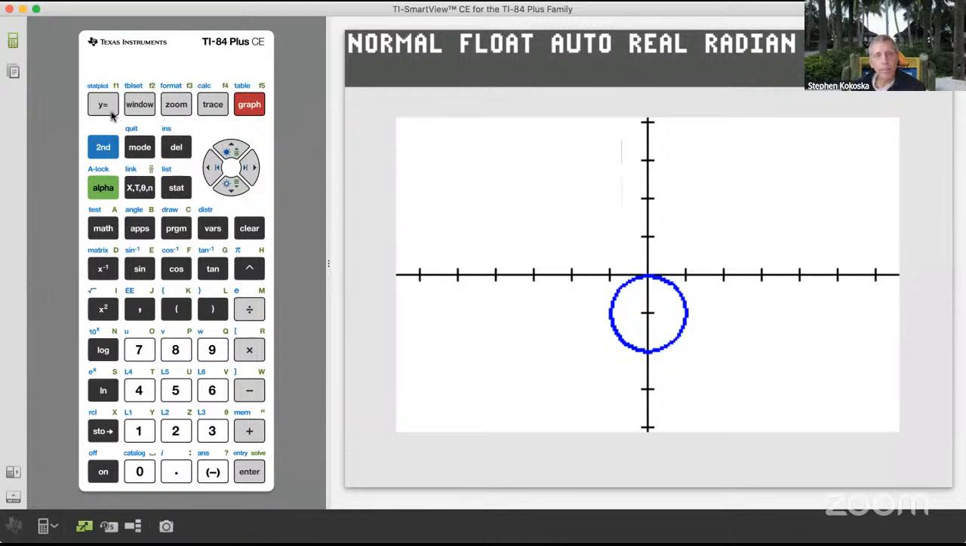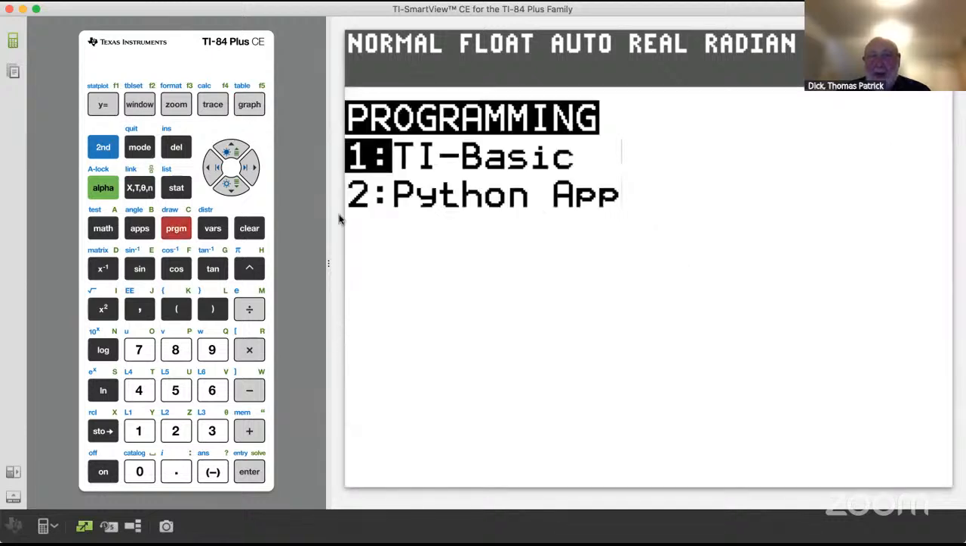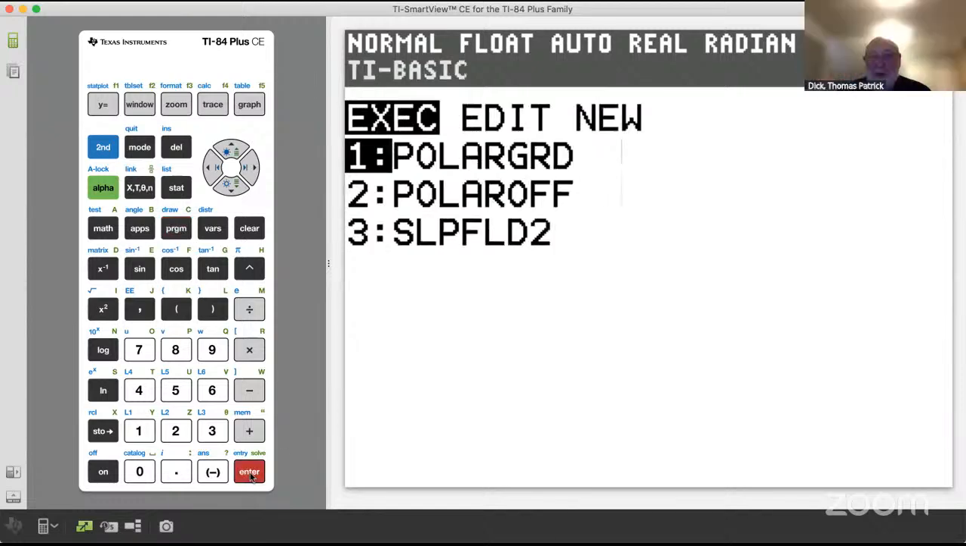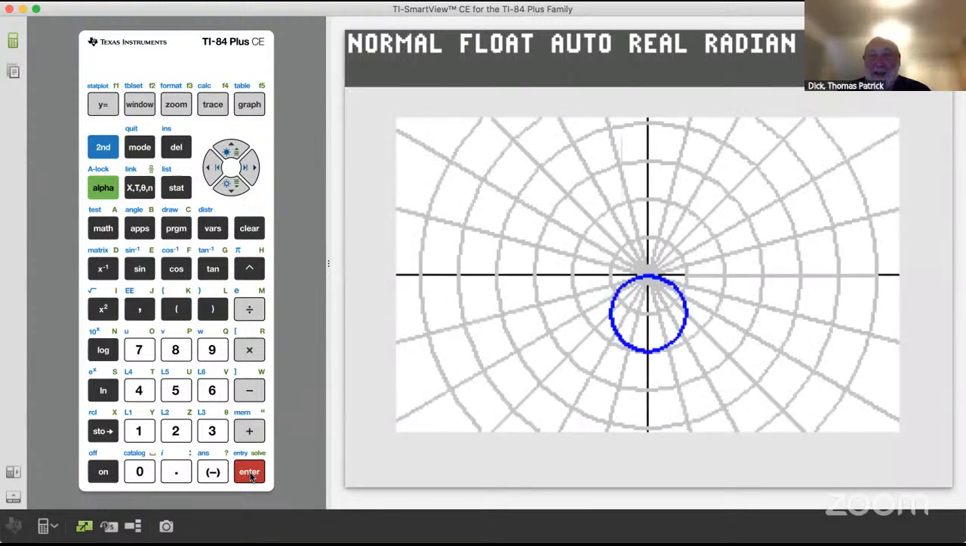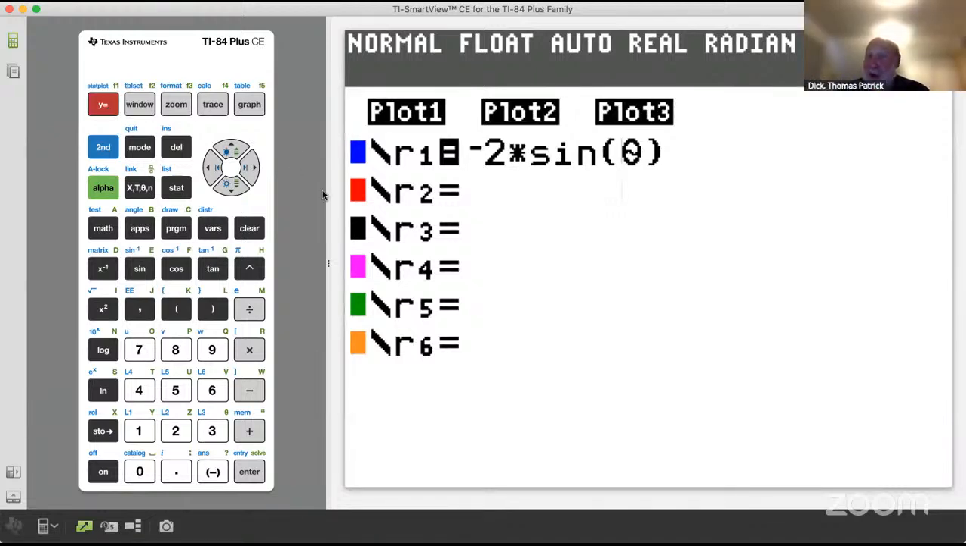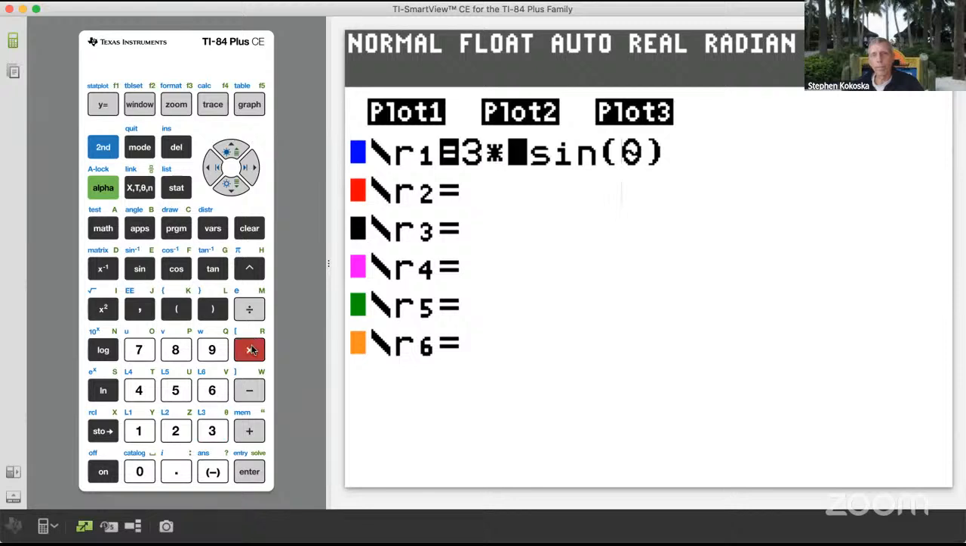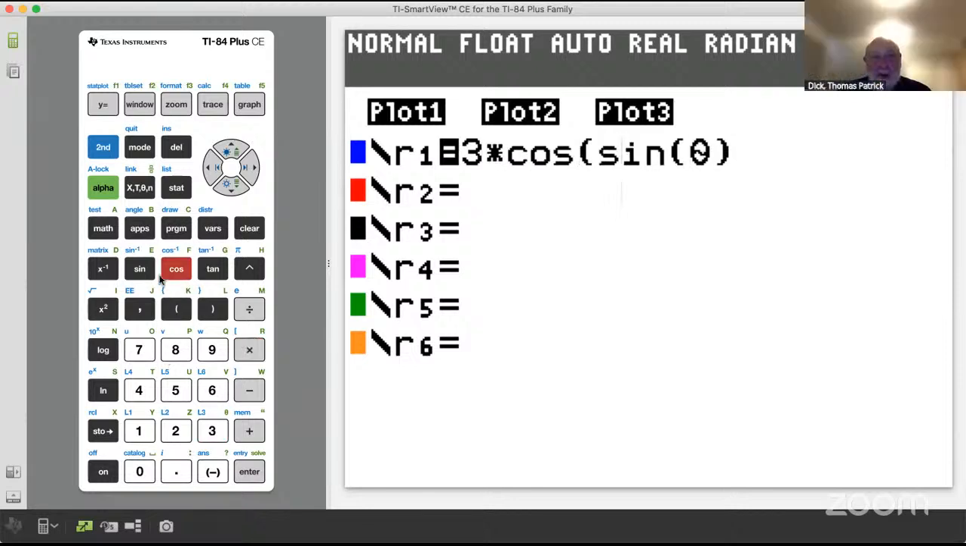And let me go ahead and do a couple of things here. First of all, I'm going to get that grid up again. So I'll go to my programs, polar grid, and execute that. It takes a while because it's actually doing several scatter plots. There we go. Very nice. Let me go to my y equals menu, which is really an r equals menu in this case. And let me change my function here to the one you were looking at, which was 3 times the cosine of 3 theta.